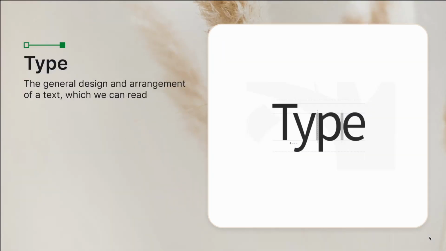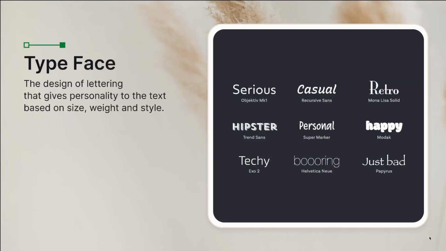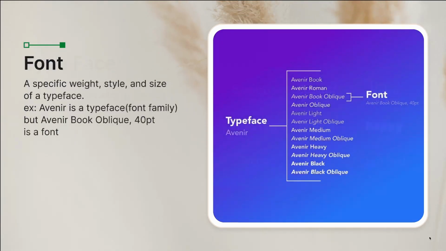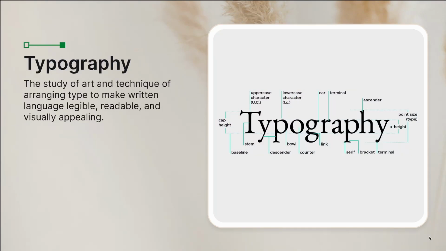Type, the general design and arrangement of a text which we can read. Typeface, the design of lettering that gives personality to the text based on size, weight, and style. Font, a specific weight, style, and size of a typeface. Example, Avenir is a typeface, but Avenir Book Oblique 40 points is a font. Typography, the study of art and techniques of arranging type to make written language legible, readable, and visually appealing.